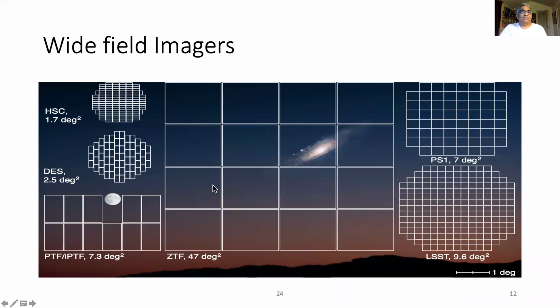Okay, so the signature strength of ZTF is its wide field. We have 47 square degrees. Here's LSST, almost 10 square degrees, but it's behind a 6-meter telescope effectively. Pan-STARRS 1, 7 square degrees, it's behind a 1.8-meter telescope. Supreme Cam, Hyper Supreme Cam on the Subaru telescope, behind an 8-meter telescope.